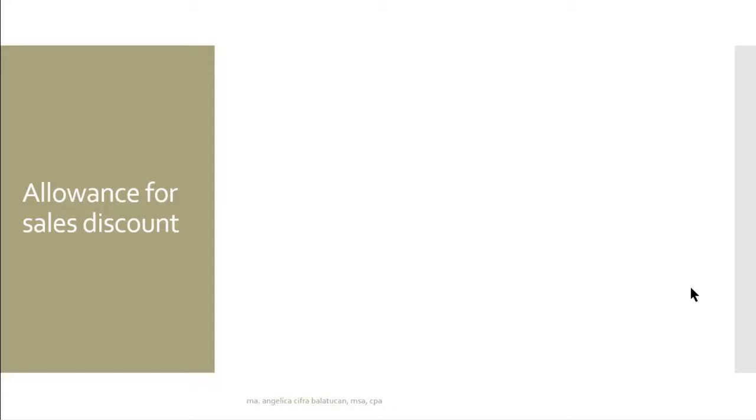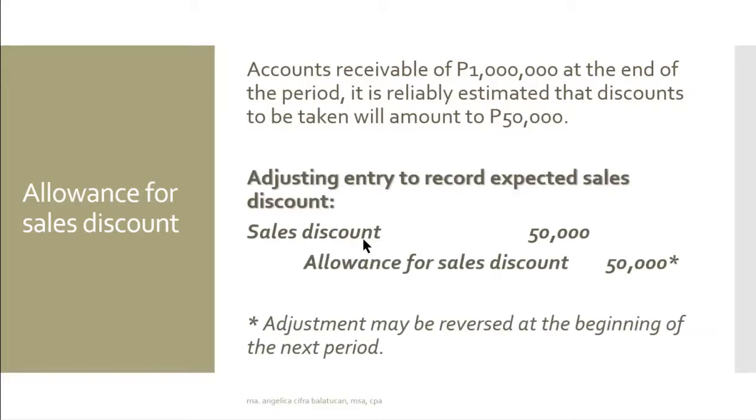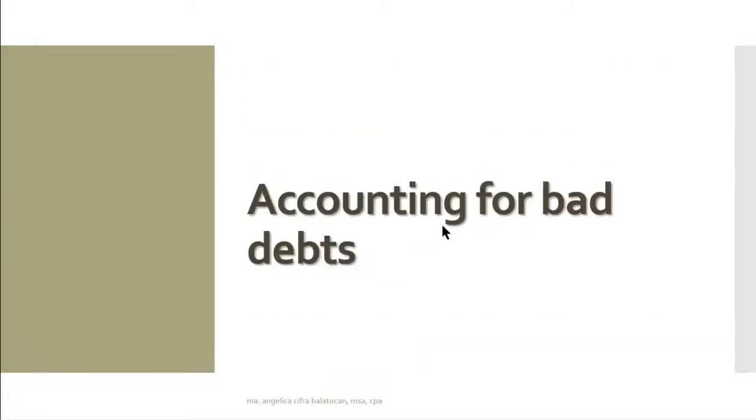Then we have allowance for sales discount. Example, you have accounts receivable of 1 million at the end of the period. It is reliably estimated that discounts to be taken will amount to 50,000. So just simply debit sales discount and credit allowance for sales discount. And this adjustment may be reversed at the beginning of the next period.